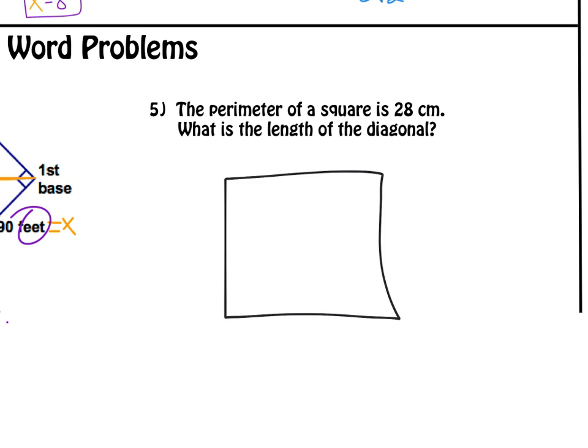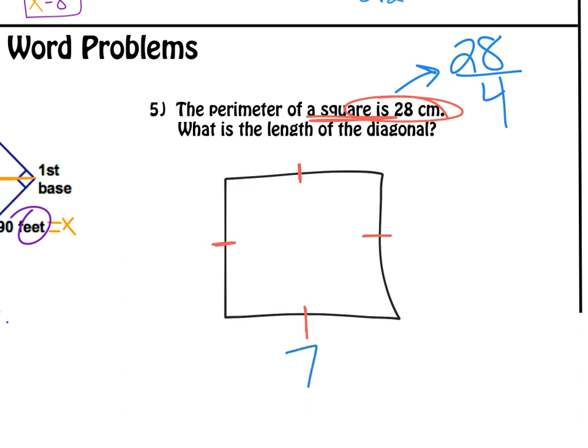Perimeter of a square is 28 centimeters. That means that every single side, when I add it together, has to equal 28. But on top of it, I know it's a square, so I know all these sides are congruent to each other. So to figure out what one side length is, we're going to take 28 and divide it by 4. Because that'll tell me what all my sides are. So all my sides are 7.